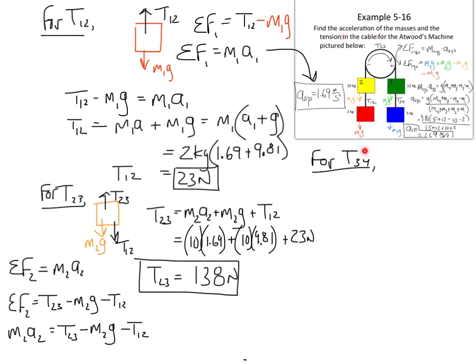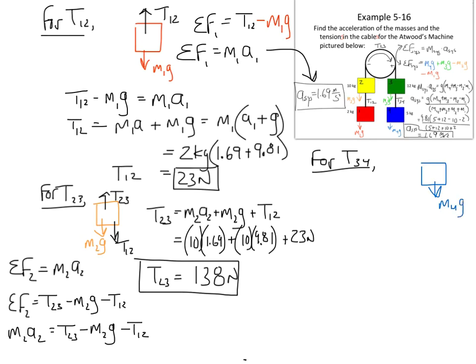So let's use the blue box. You could use the green one if you wanted to, but I think it'll be a little bit more complex. The blue box, to me, has fewer forces acting on it, so less to add up. So that's m4 times gravity, right? Mass 4 times gravity.